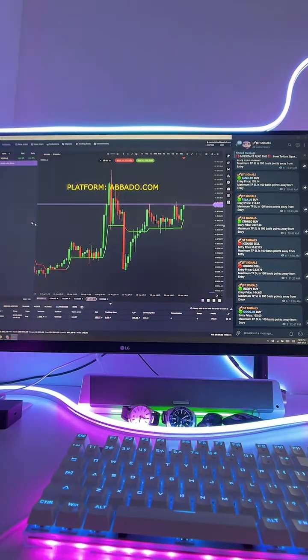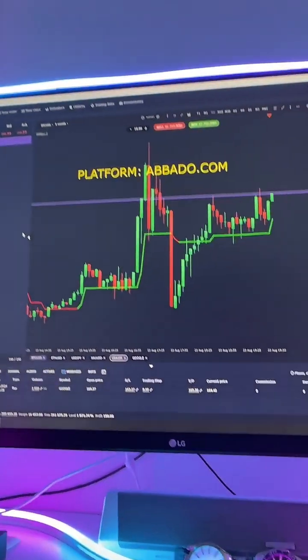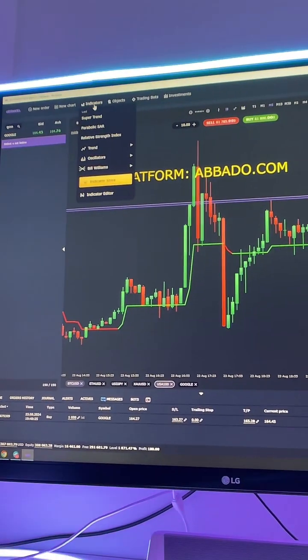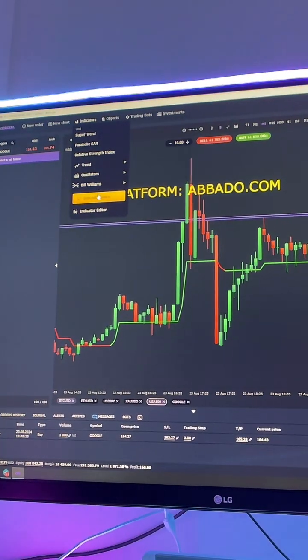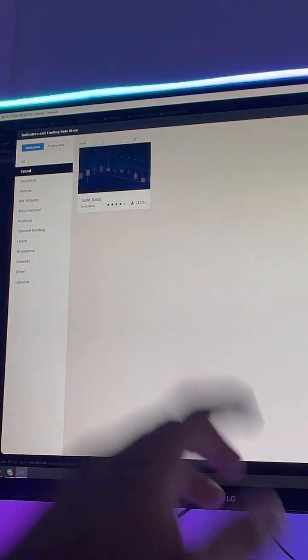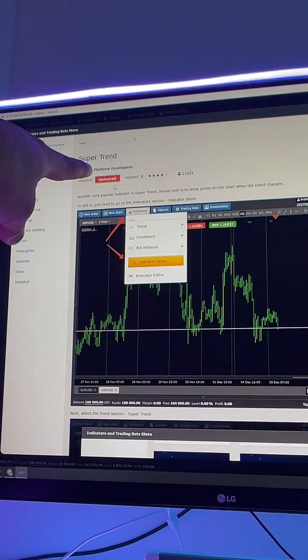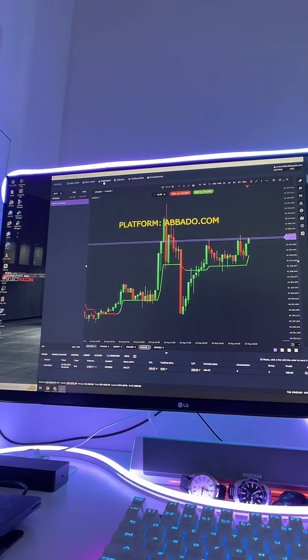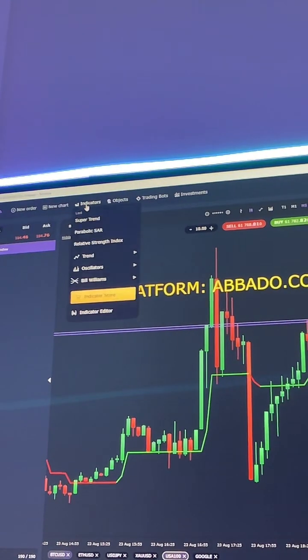Kareem, try the indicator showing you three green lines. Okay, so let me walk you through how to add it. Click indicators, and then go to indicator store, and then search super. Once you search super, click the super trend, and then click install. Now, once you've installed this, X out of it, and then go back to the indicators tab.